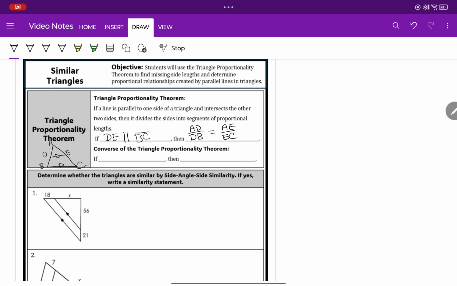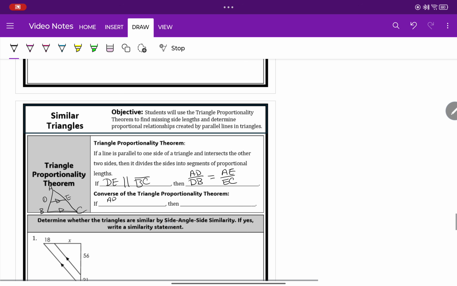Okay. And the converse of this again is just the opposite. So if I know that AD over DB is equal to AE over EC, then I know that DE is parallel to segment BC. Okay, they are segments. I know I don't quite have the room. You should have your segment line written over each of these. Okay, they are still line segments.